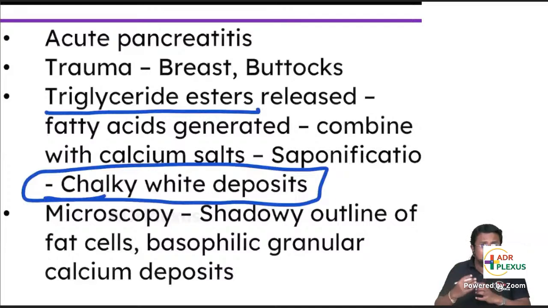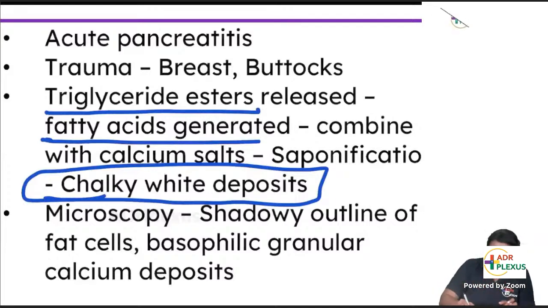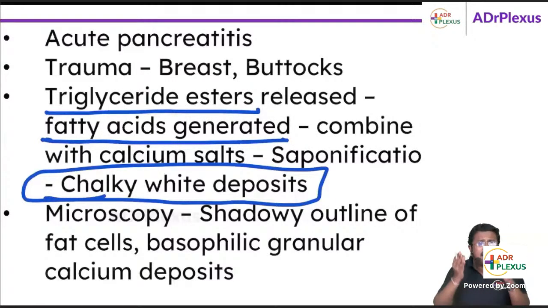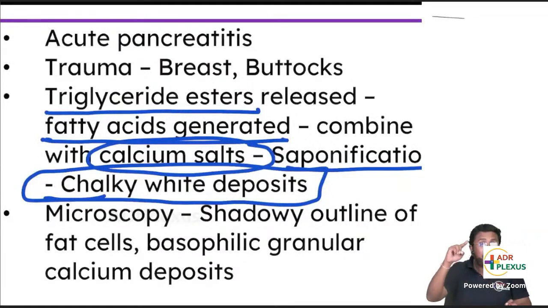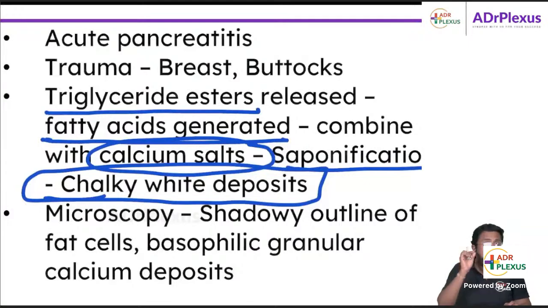So in that case, after the triglyceride esters, fatty acids will be generated and calcium will be combining with the fatty acids. So calcium plus fatty acids gives rise to saponification. So saponification with calcium salts. Now you will be remembering, calcium salts will be appearing as a basophilic material. Please remember what I told you in Monckeberg's medial sclerosis.